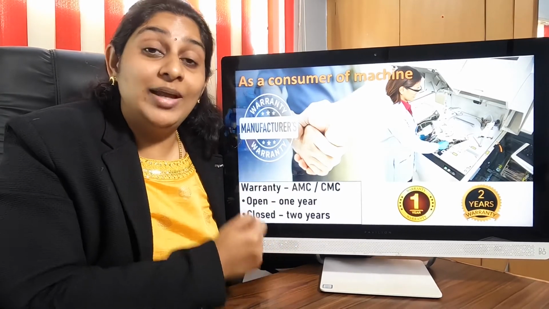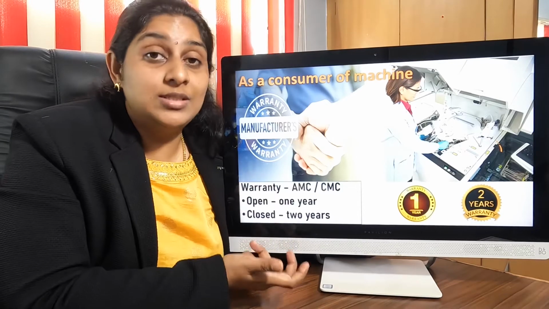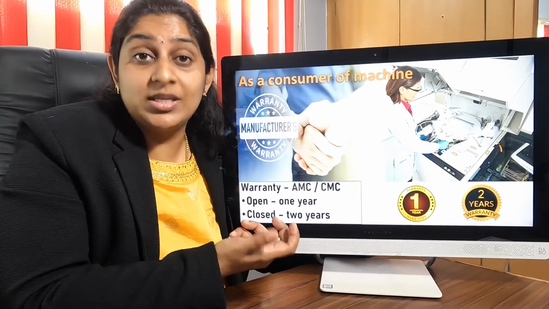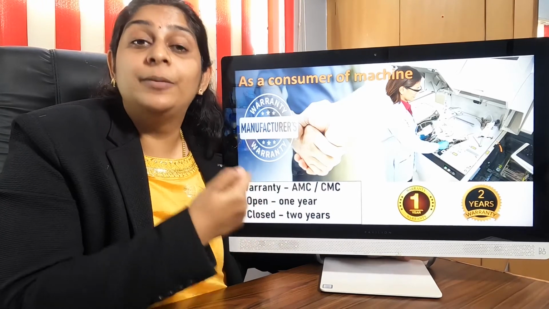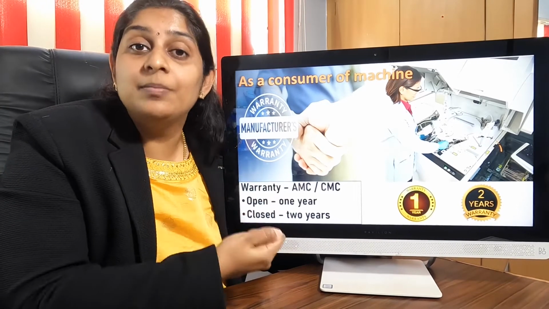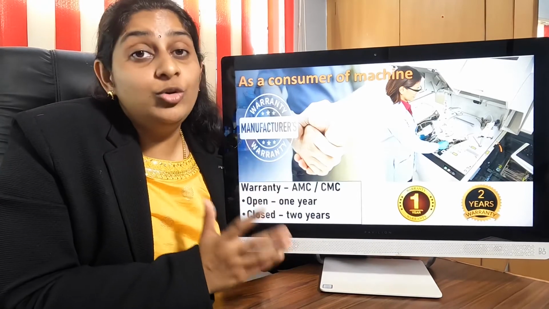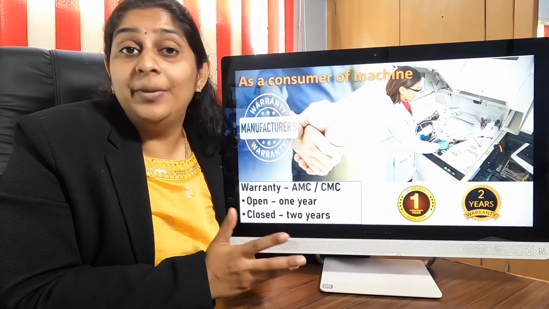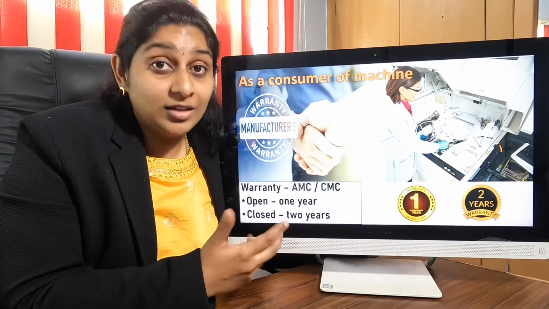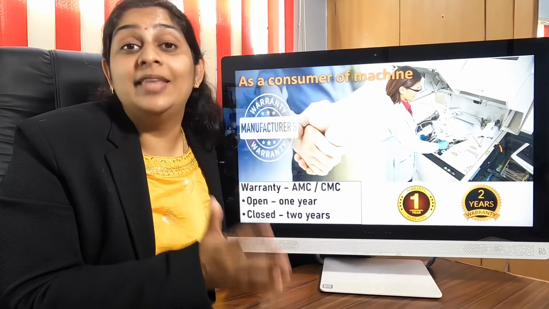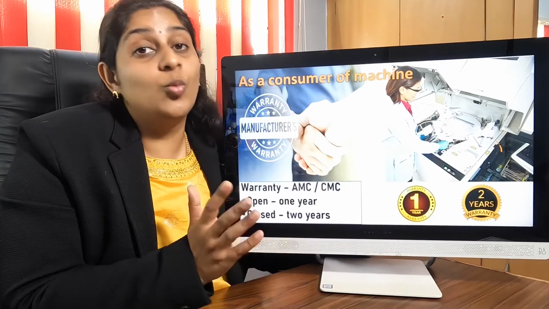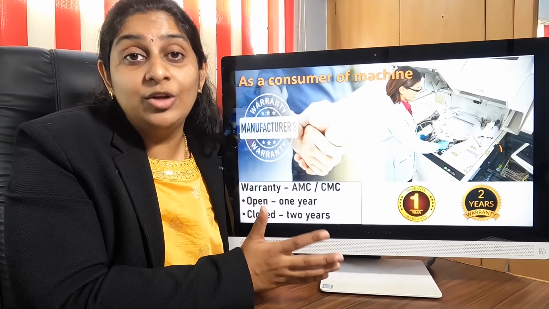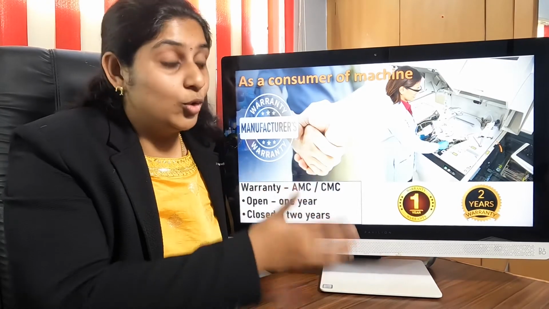When you opt for a closed system, usually only their company reagents would be used, and the company would know how these reagents perform on their machine. Thereby they give you a 2-year straight warranty. When you opt for an open system, the company wouldn't know what reagents you're going to use, so they usually stick to just 1 year of warranty. This is the main difference in warranty between an open and closed system.